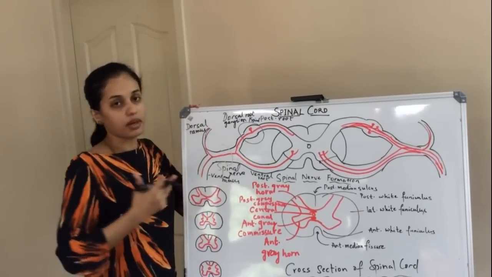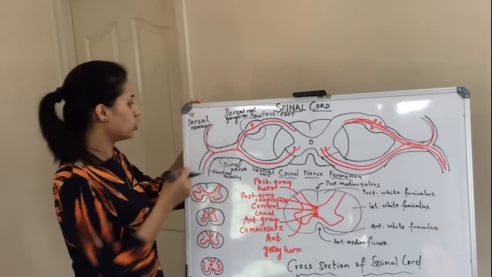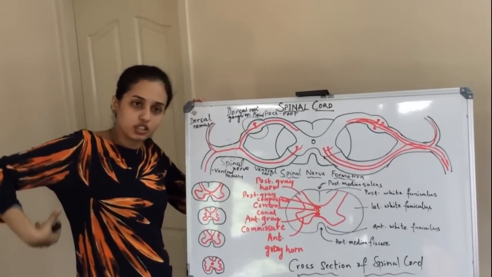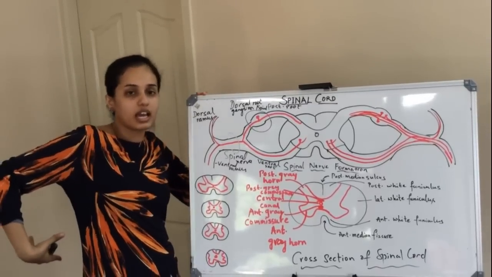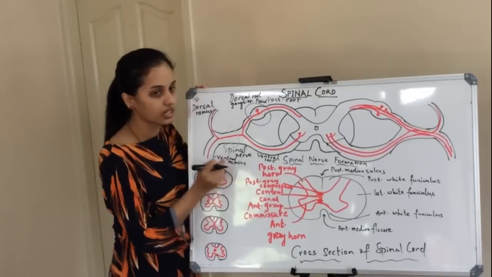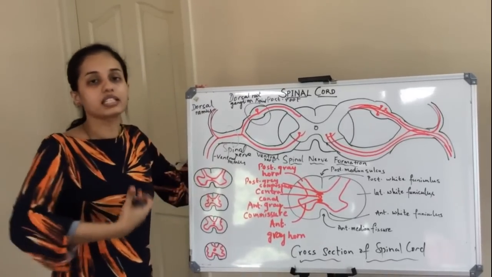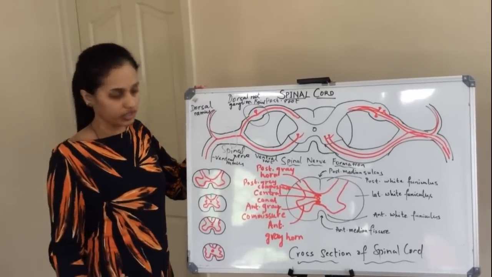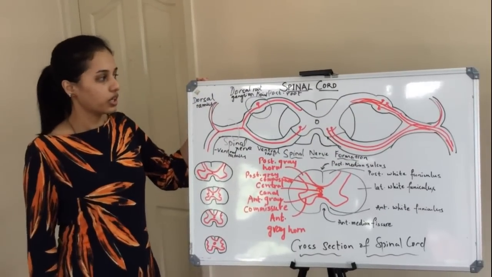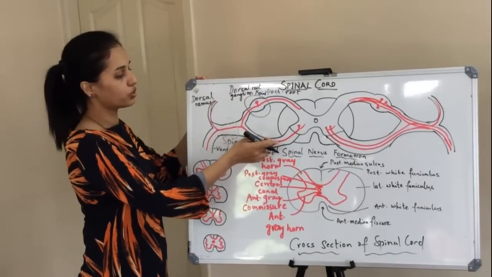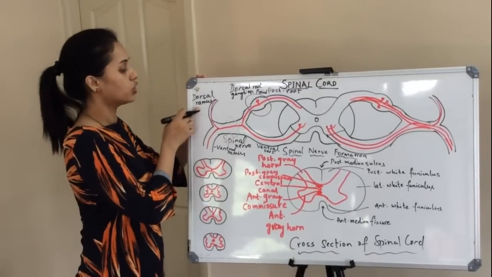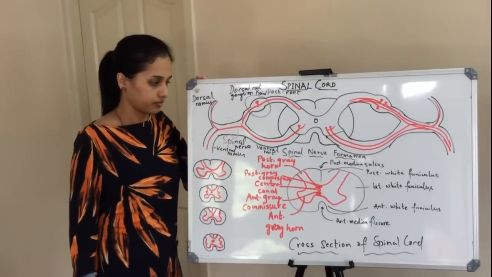These rami supply our whole body. The dorsal ramus passes posteriorly and supplies the muscles of the posterior aspect and also carries the sensation from the posterior aspect of the body. Then the ventral rami, which is a bigger branch, supplies the anterior lateral part of our body. So this is about the spinal nerve formation. The dorsal root and ventral root join to form the spinal nerve. Then again they divide into two branches, dorsal and ventral rami.